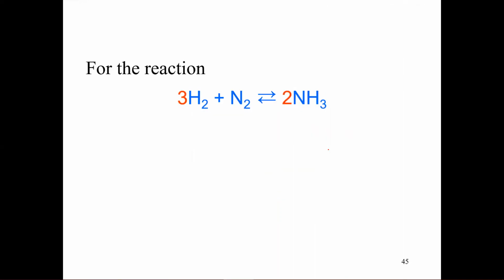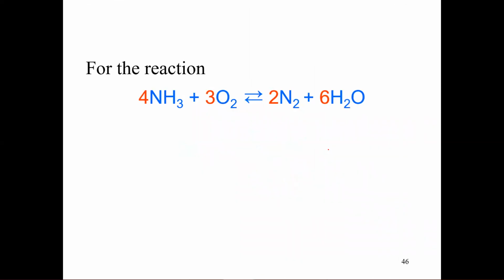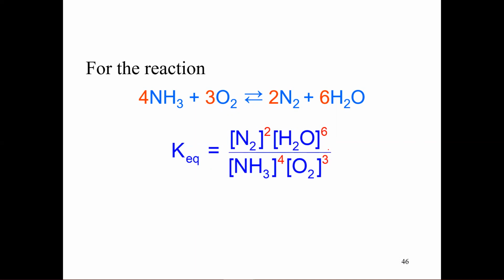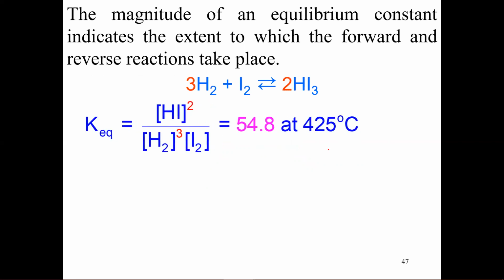So if you got a reaction between hydrogen and nitrogen to form ammonia, the equilibrium concentration is there. And then you have the other one with this, equal that. The magnitude of the equilibrium constant indicates the extent to which the forward and reverse reactions take place.